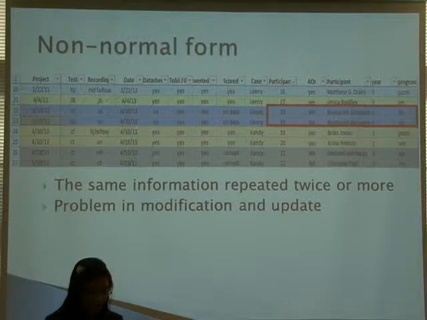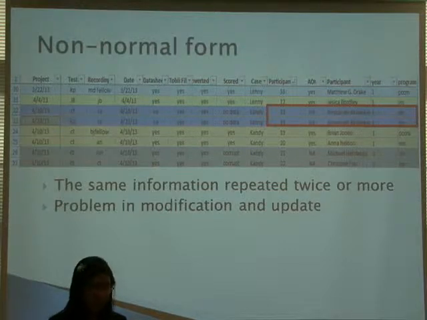Now this is an example of a relation schema not in a normal form. As we can see in the red rectangle region, the same information of a person is repeated twice, and in some cases it can be more than twice. This makes the database vulnerable to mistakes during modification and update.